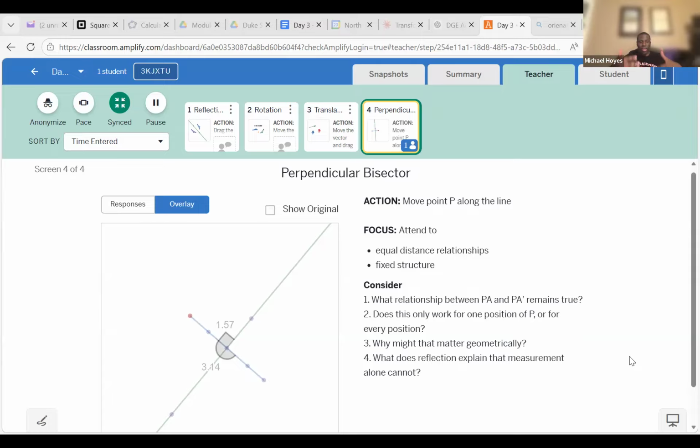I see that, or I can reason that, because of what reflection preserves. Reflection preserves angle. It preserves distance. All those things can be proven or just spoken to purely off the idea that a reflection is taking place. A perpendicular bisector is essentially a line of reflection, and those things are being preserved. Therefore, I can state now, because reflection preserves distance, I know that A to the line and the line to A prime are equal.